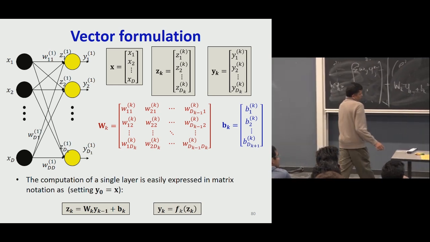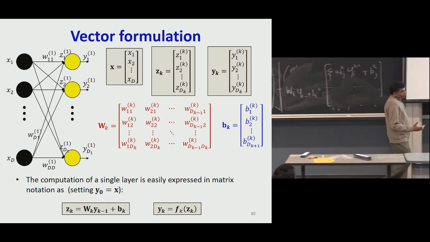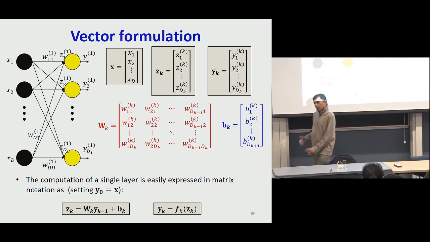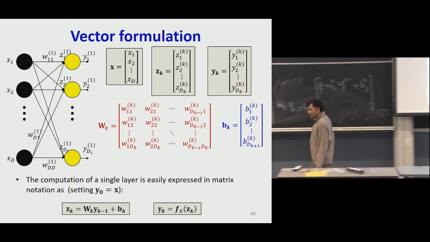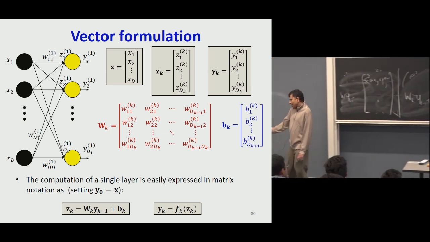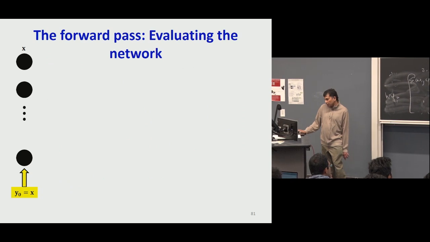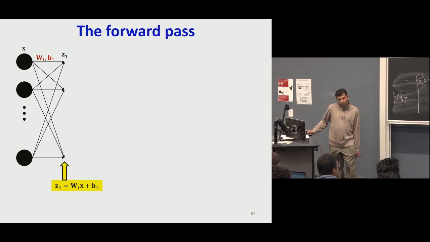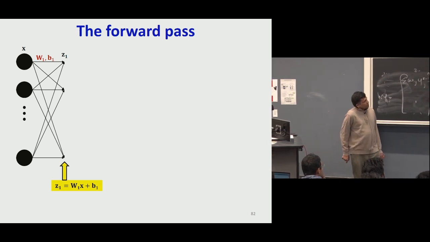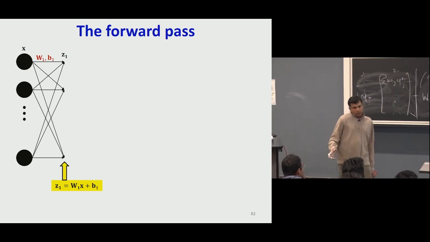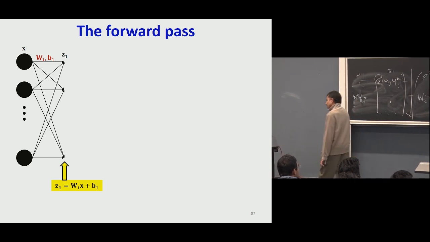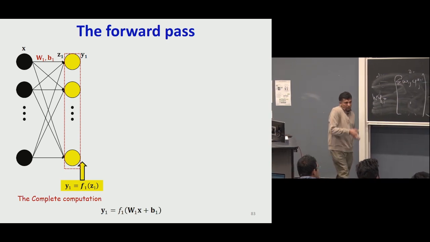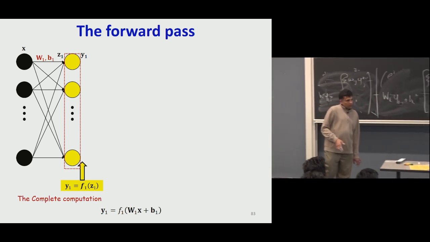And then once I write it like so, I can write the output of the layer as just some activation operating on the affine vector z, right? And so having written things in this manner, the forward pass actually becomes really trivial for me to write. I'm going to set y0 as the input. Then z1 is simply going to be w1 times y0 plus b1, right? And then I'm going to say y1 is simply the activations in the first layer operating on z1.